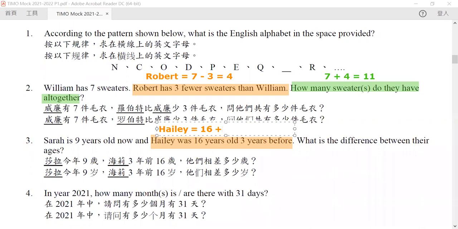After 3 years, she will have 3 more for her age. So it will be 16 plus 3. So we know that she is 19 years old now.